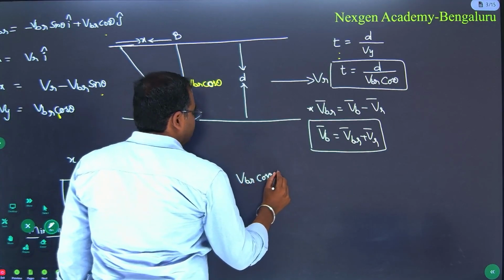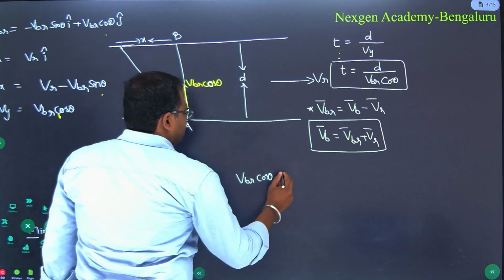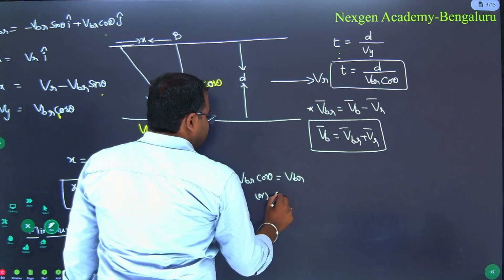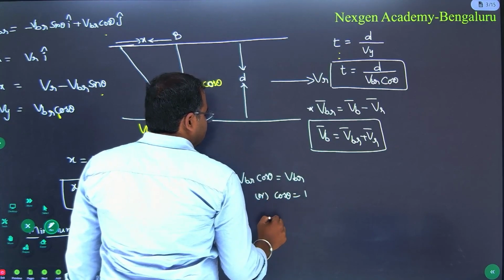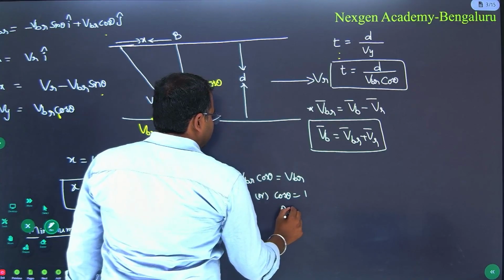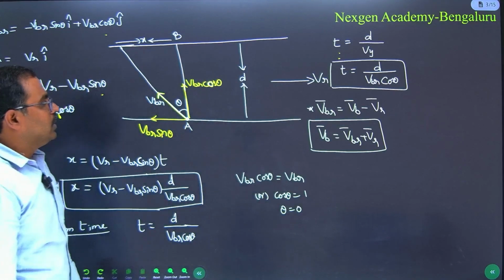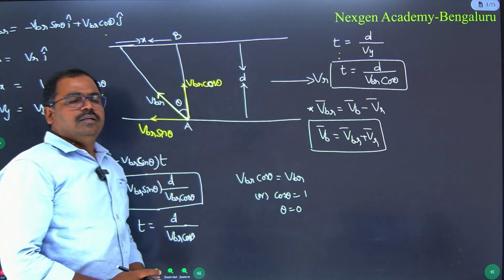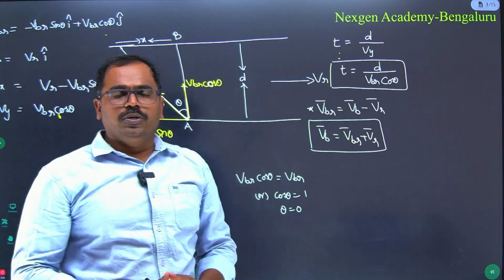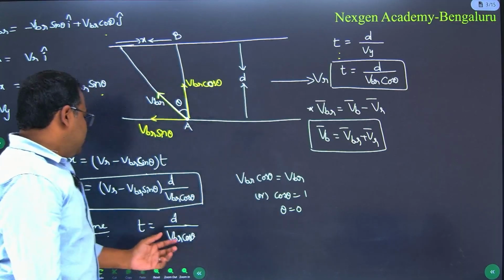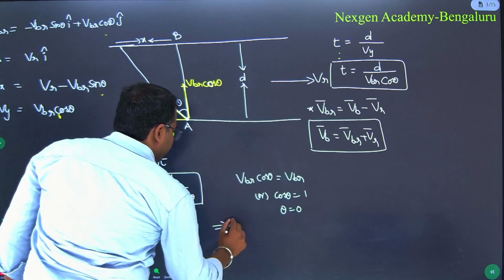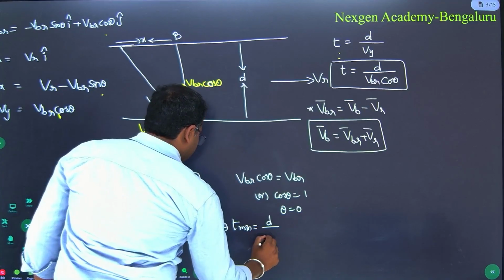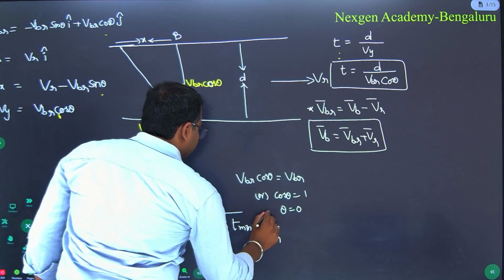will be maximum when cos theta is equal to 1. If cos theta is equal to 1, then theta is equal to 0, or we can say, if the boat is rowed exactly perpendicular to the river flow, then the time taken by the boat to cross the river will be minimum. T minimum is equal to d by VBR. This is the formula.